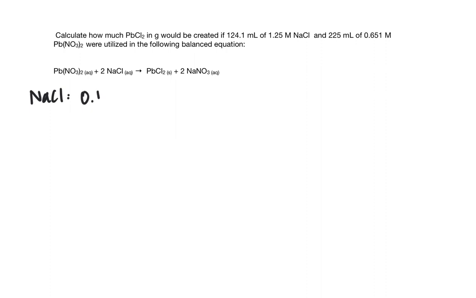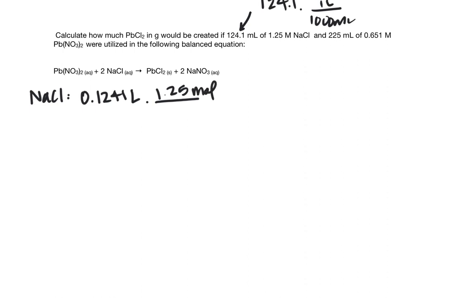So I have 0.1241. So that's just this, 124.1 divided by 1,000 milliliters in 1 liter. Then I'm going to multiply it by the molarity, 1.25 moles in 1 liter. And that gives me 0.155 moles of NaCl.